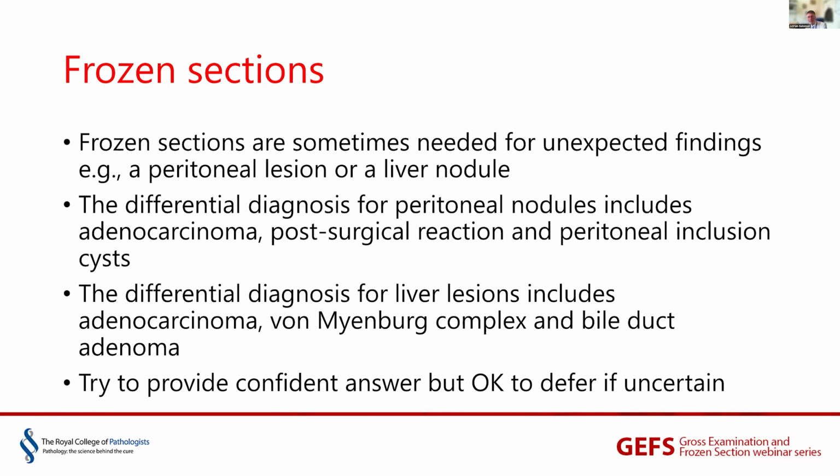When you're looking at peritoneal nodules, of course, there may be other reasons for having a nodule. The patient might have had a laparoscopy or previous laparotomy, so you might be looking at post-surgical reaction, fat necrosis for example. You might be looking at a benign inclusion cyst in the peritoneum. So those are other possibilities. You might be looking at regressed tumour, of course, if someone's had tumour present and then they've had good response to chemotherapy. For liver lesions, you might still have adenocarcinoma.